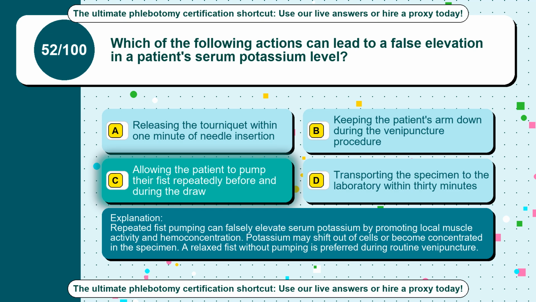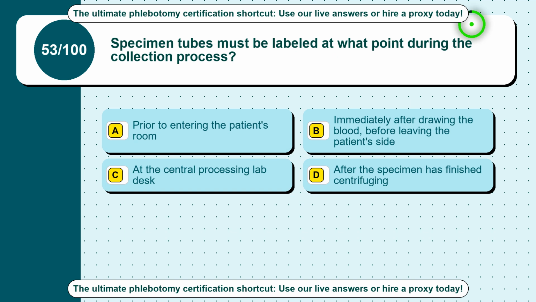A relaxed fist without pumping is preferred during routine venipuncture. Question 53. Specimen tubes must be labeled at what point during the collection process?